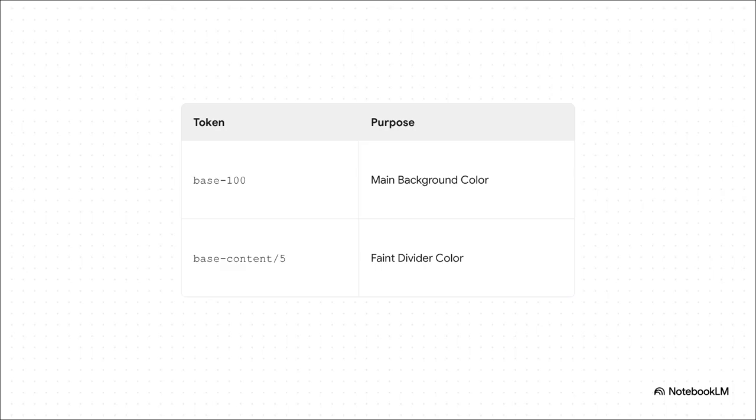So for example, base 100 is your main background color, but then a token like base content/5 automatically figures out a faint, semi-transparent version of your main text color, which is perfect for those subtle dividers. It's a really smart system that guarantees your colors are always going to look good together.